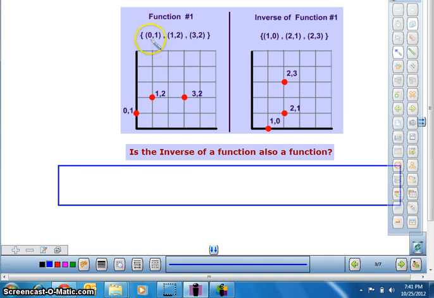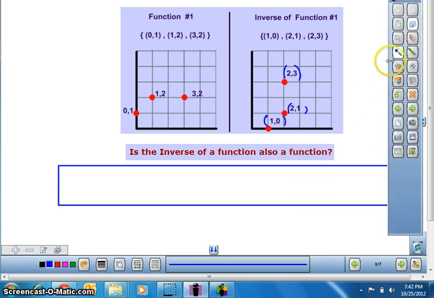Our first function here, (0, 1), (1, 2), and (3, 2). If we take the inverse of this function, is it still a function? (1, 0), (2, 1), and (2, 3). The first one was a function. The second one, is it a function? It is not a function.